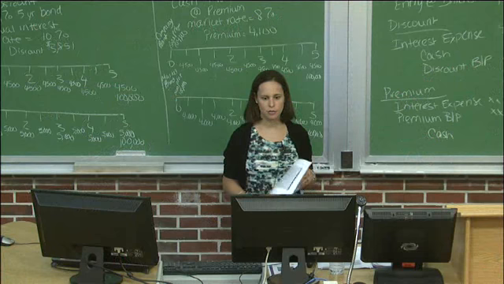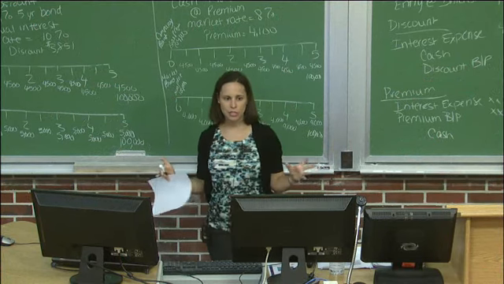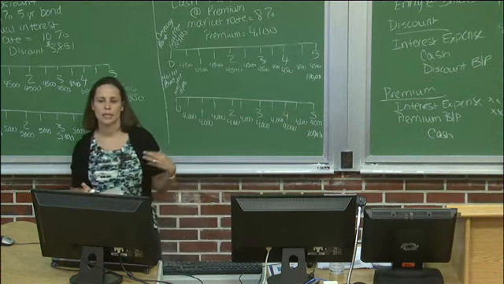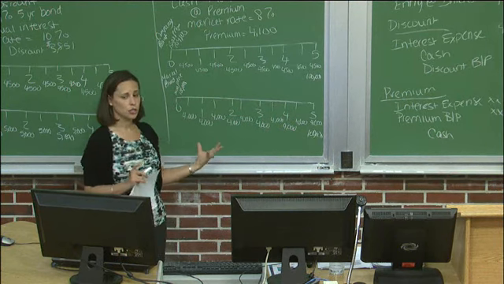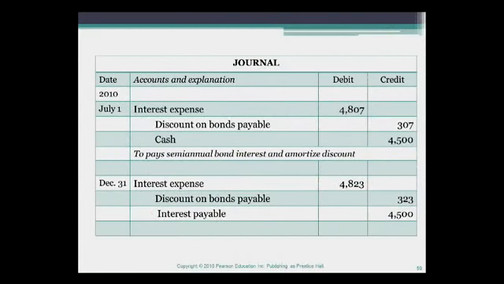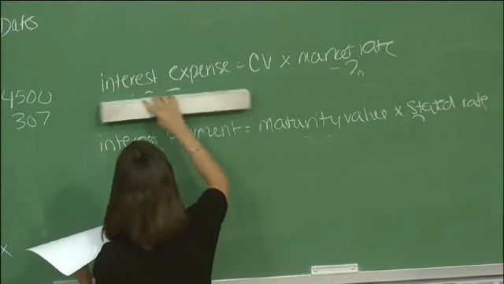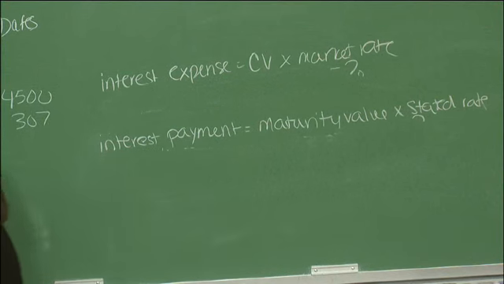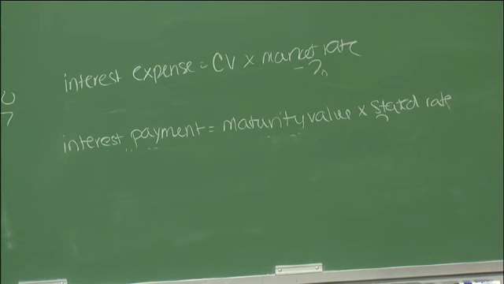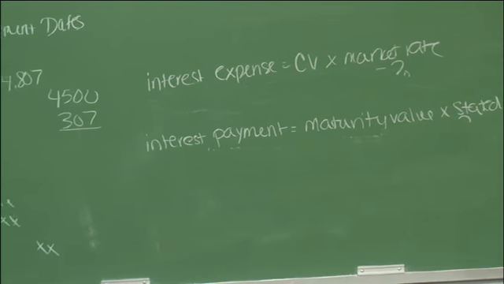Any questions? So that's the first interest payment. First interest payment is somewhat easier just because you know that the carrying value for the first interest payment is the same as the issue price. Okay, what happens if we're looking at the second interest payment? Well, what do you have to do? First, you have to calculate what the carrying value of the bond is after that first interest payment. Well, the first interest payment, you amortize $307 of the discount.